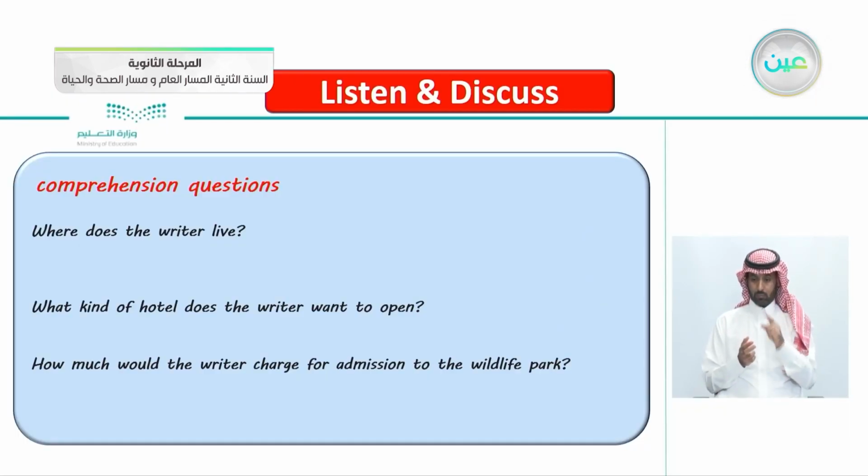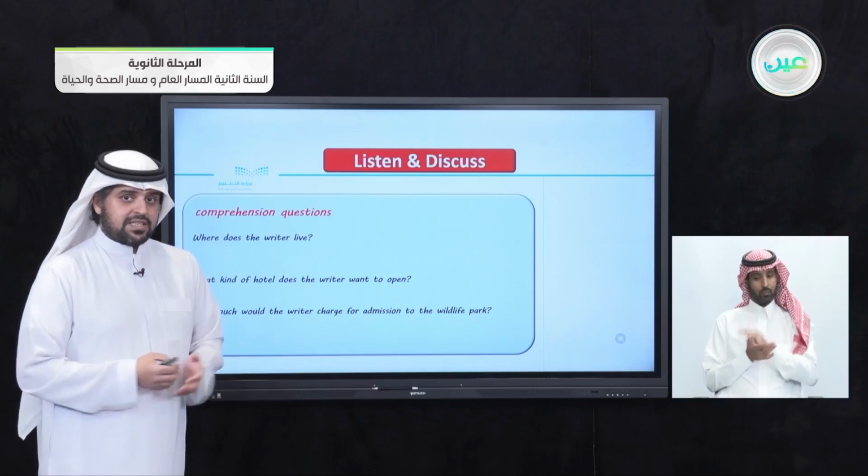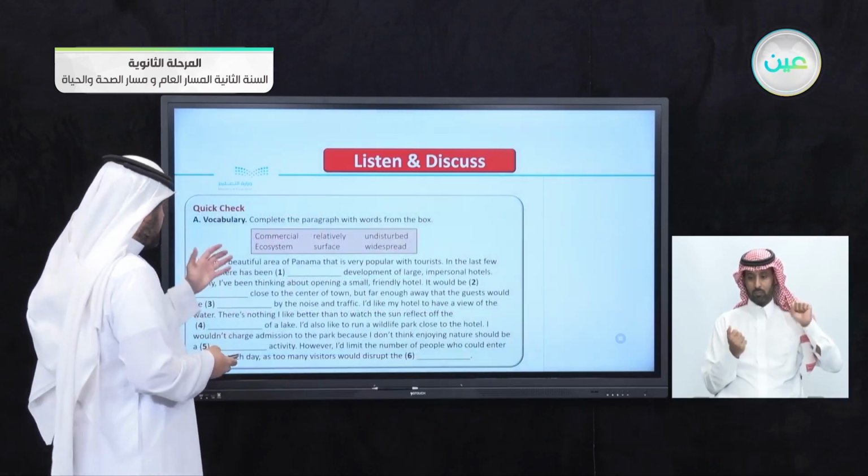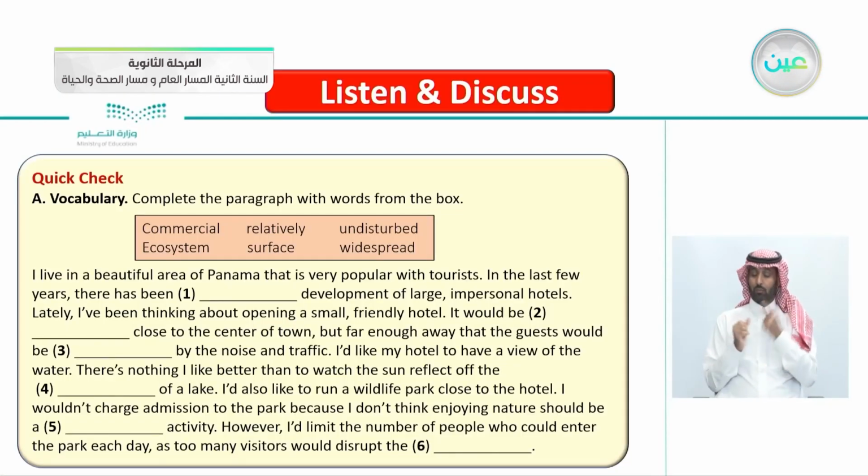We'll be answering them later after we finish exercise A from the quick check here. A, Vocabulary. Complete the paragraph with the words from the box: commercial, relatively, undisturbed, ecosystem, surface, and widespread. So let's read the paragraph together and we'll be filling the gaps.